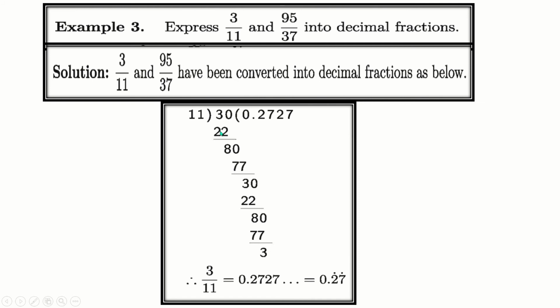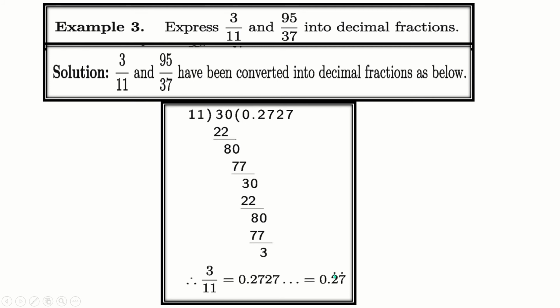Now subtracting 22 from 30 we get 8, then 80. Now 11 into 7 we will get 77. Here also 30, again 2, again 80, again 77. That means we can take here 0 as a result, again here will be 2, then also 7, and in this way it will continue. Okay, that means 3 divided by 11 is equal to 0.2727 dot dot dot up to infinity.